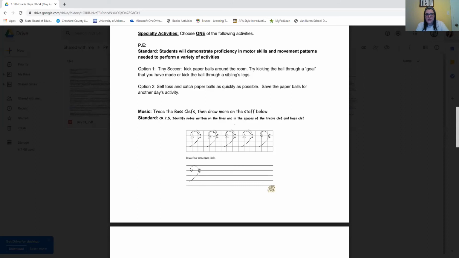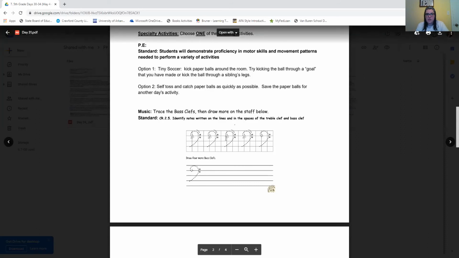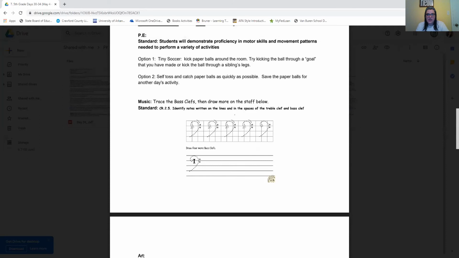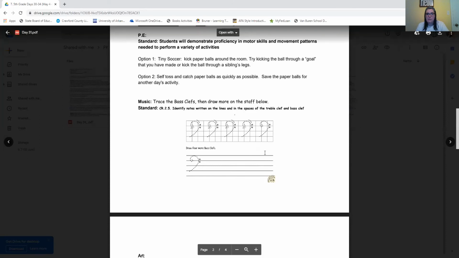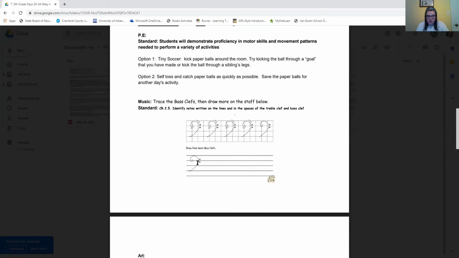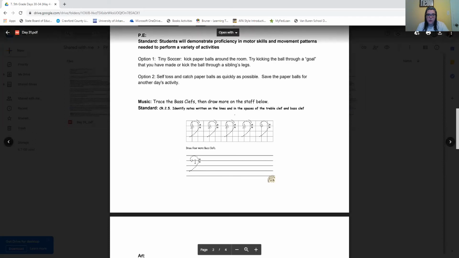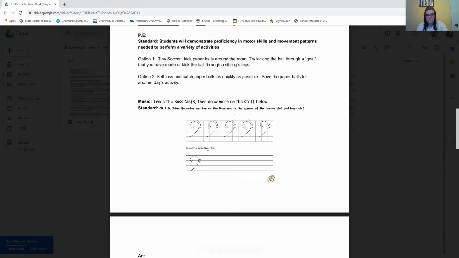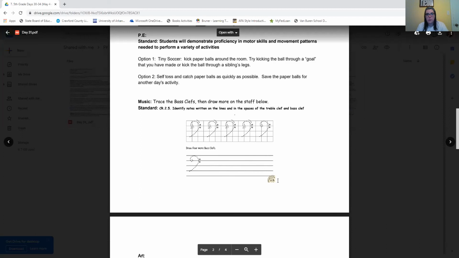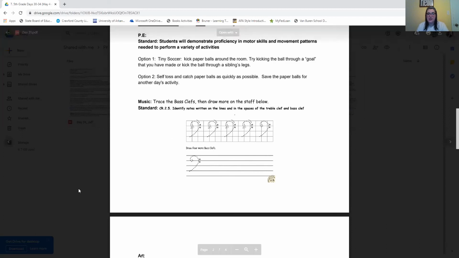So you're going to trace first, and it gives you 5 of them to trace. And then you're going to practice drawing them on the staff. So these lines right here are called the staff. So it gives you one to trace. So trace along with that, and notice that it doesn't use this bottom line right here. Notice where it is on the staff. And then practice drawing 4 more on that staff. So practice drawing the bass clef and putting it on the staff.